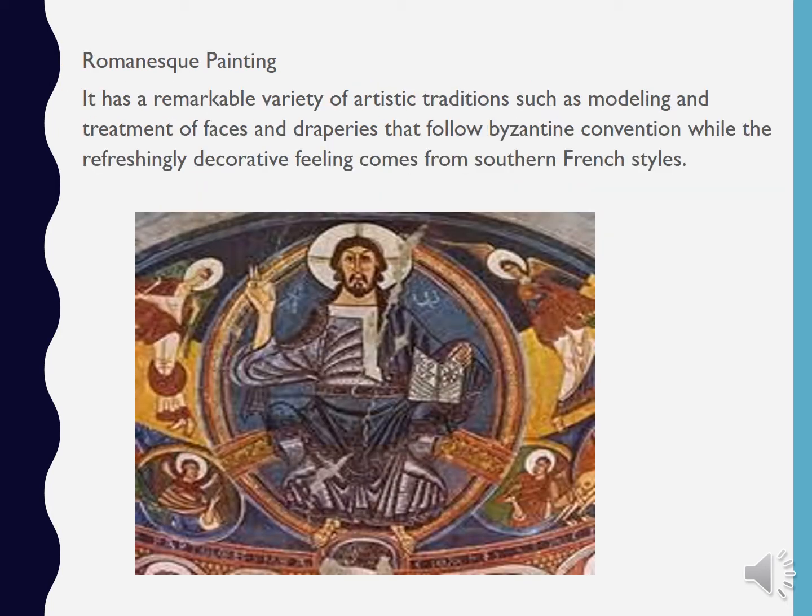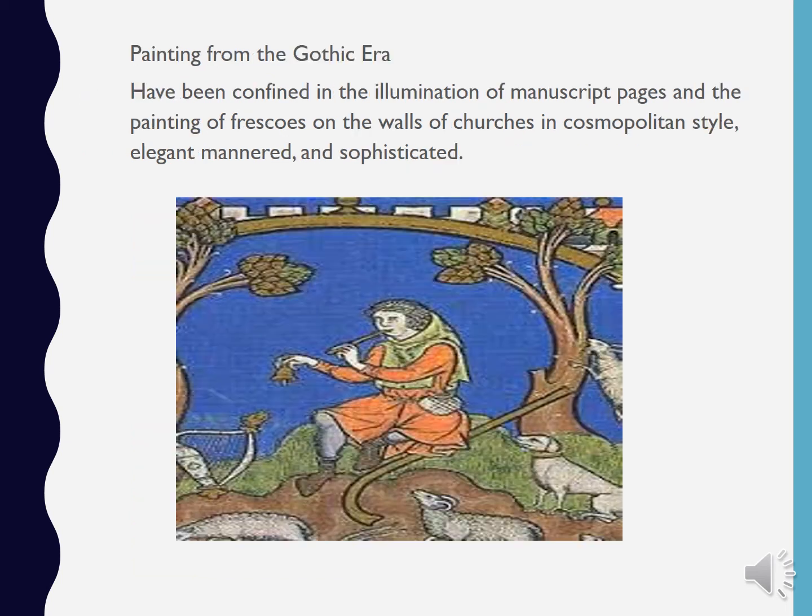Next is Romanesque painting. Romanesque painting has a remarkable variety of artistic traditions, such as modeling and treatment of faces, poses, and draperies that follow Byzantine convention, while the refreshingly decorative feeling comes from Southern French style. So this is an example of Romanesque painting.